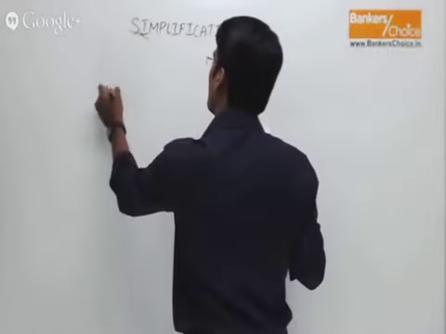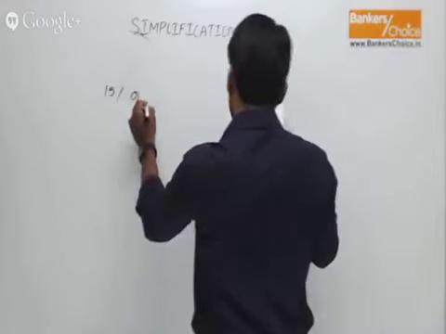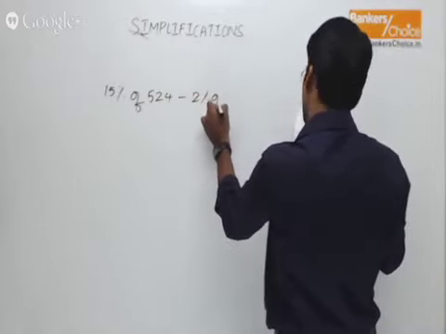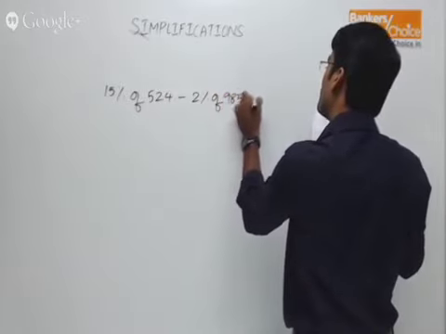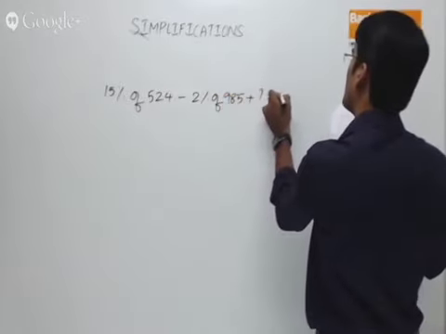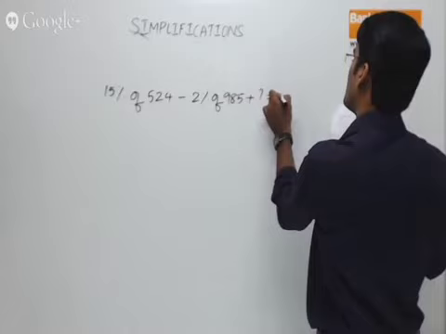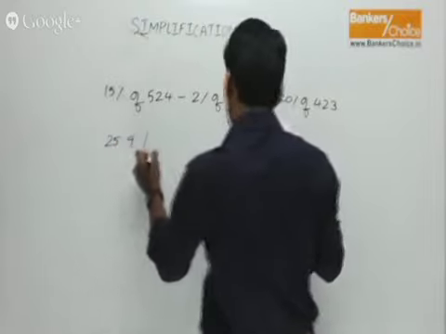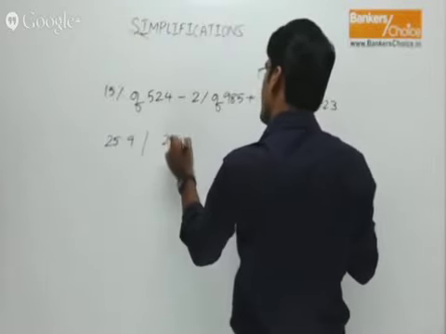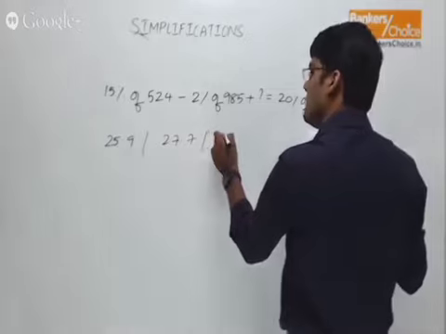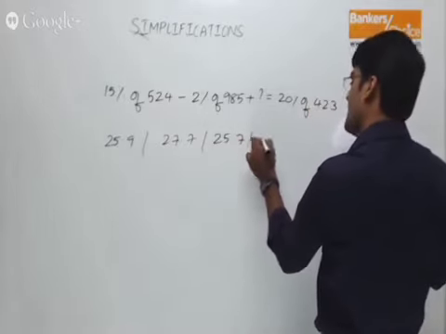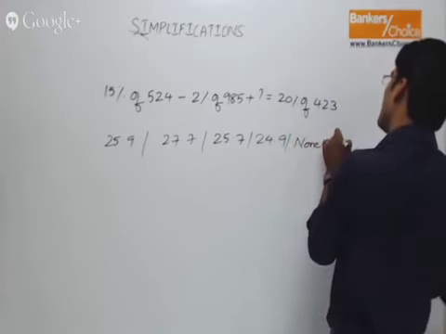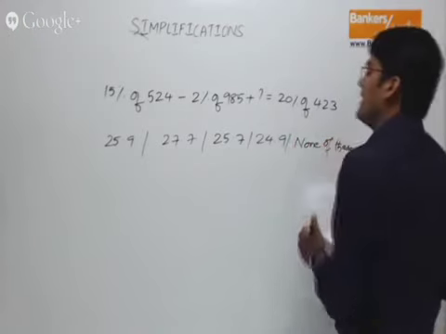Look at the question. 15% of 524 minus 2% of 985 plus question mark equals 20% of 423. Options are 25.9, 27.7, 25.7, and the last option here is 24.9. The fifth option, you know, is obvious: none of this.